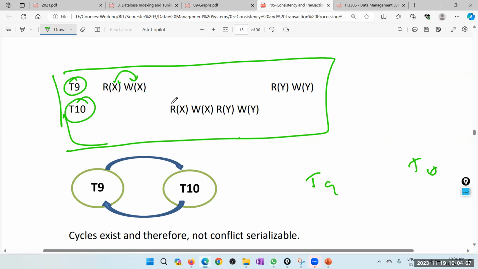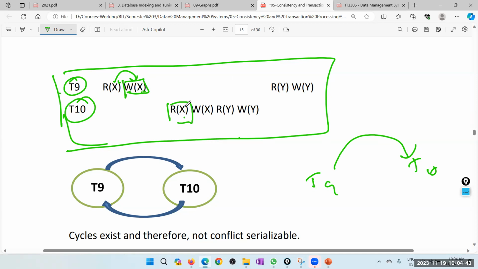But what about this? You have read X here, you have write X here. And they are from two different transactions, and the same data, and one of the operations is a write. So therefore, there's a possible conflict here, a possible write-read conflict. That dependency you have to write, from T9 to T10, because T9 happened first. So now we have the dependency T9 to T10, a possible conflict, because same data, two transactions, one of the operations is a write.